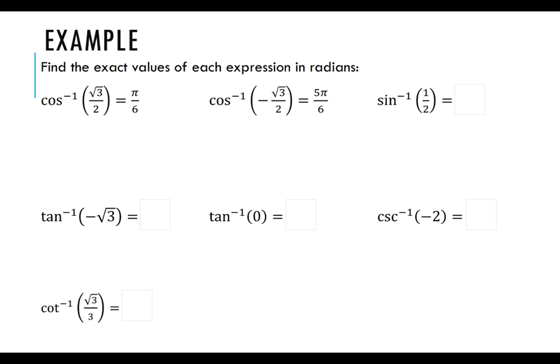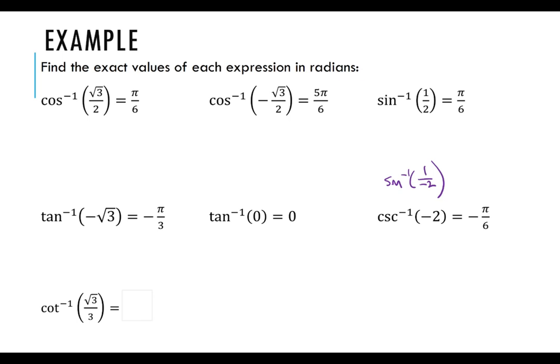Sine inverse of 1/2, we know we're in quadrant 1, therefore we get pi over 6. Tangent inverse of negative root 3, well, that's specifically going to have to be in quadrant 4, but negative rotation, and so that's going to be negative pi over 3. Tangent inverse of 0, well, that's going to be 0. Cosecant inverse of negative 2. Now, if it helps, remember that cosecant inverse of negative 2 is the exact same thing as sine inverse of 1 over negative 2. Sine inverse of negative 1 over 2, what's that going to give us? Remember that because it's negative, we have to be in quadrant 4, negative rotation. Specifically, that's going to be negative pi over 6.